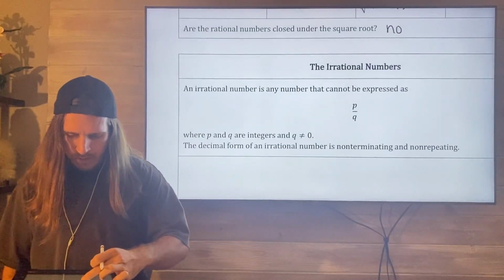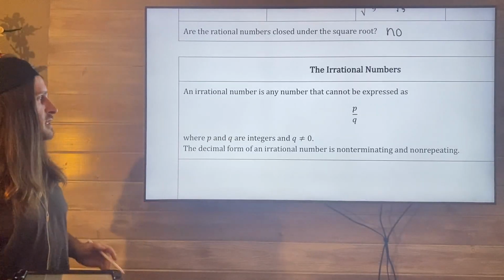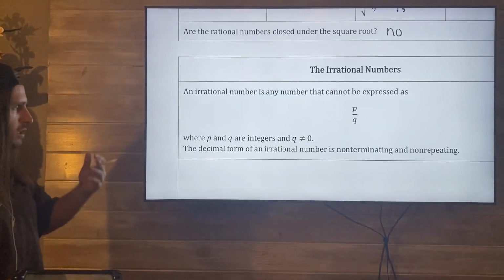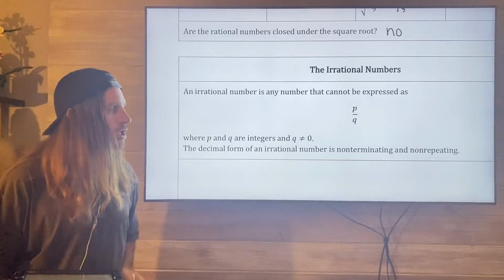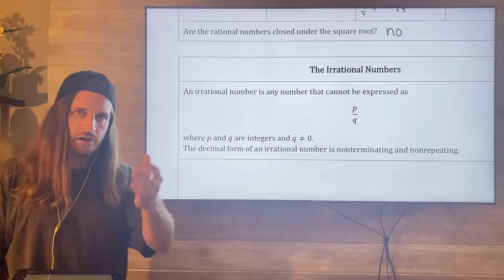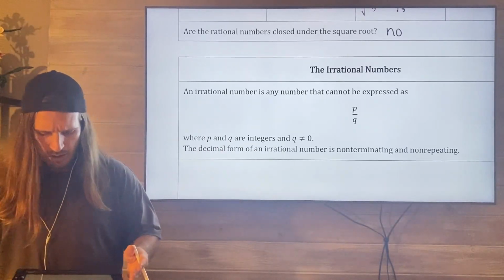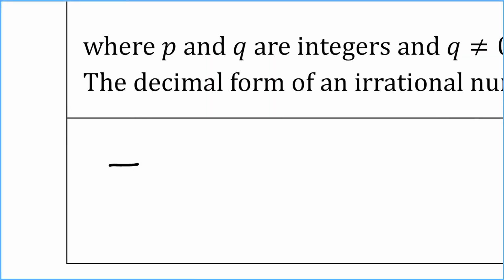Big surprise there. We're going to call them irrational. So here we go. It's just the opposite of rational. An irrational number is any number that cannot be expressed as p over q, where p and q are integers and q is not 0, right? The decimal form of an irrational number is non-terminating and non-repeating. It doesn't end, and there's no repeating pattern involved. All right, so what are some irrational numbers? Well, basically, like this, we have the square root of 5. Just pick a non-perfect square number, like 11, and take the square root of it, and boom, you have an irrational number. Those right there are irrational numbers, right?